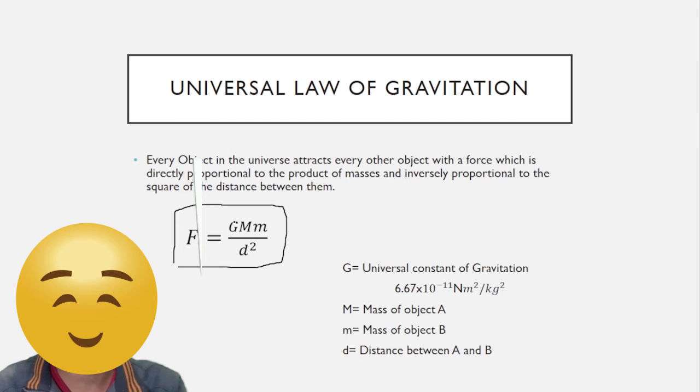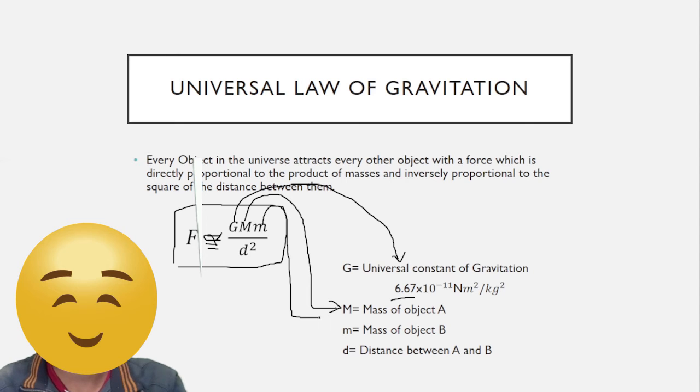Here G is the constant of proportionality. It is introduced because we have changed the proportionality sign to an equal sign. This G is called the universal constant of gravitation. Its value is 6.67 into 10 raised to minus 11 Newton meter square per kg square. Here capital M is the mass of the object A, smaller m is the mass of the object B, and d is the distance between A and B.